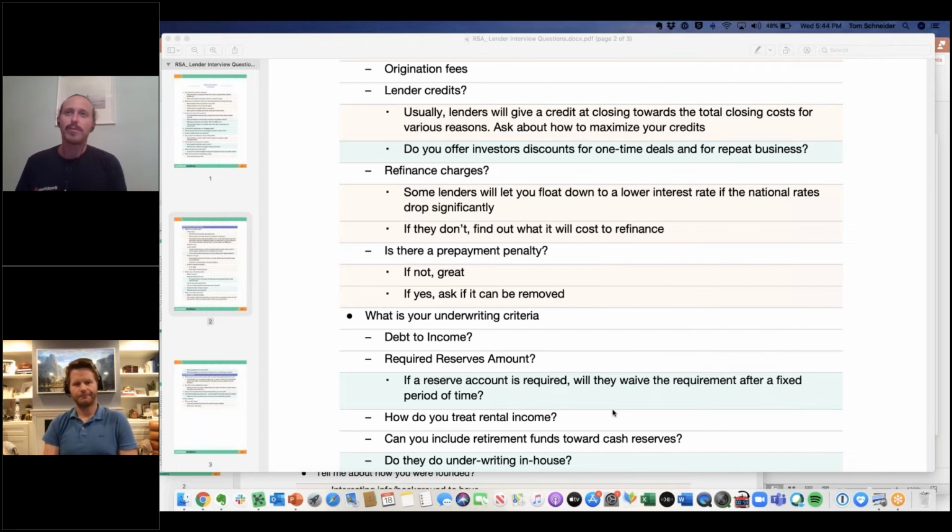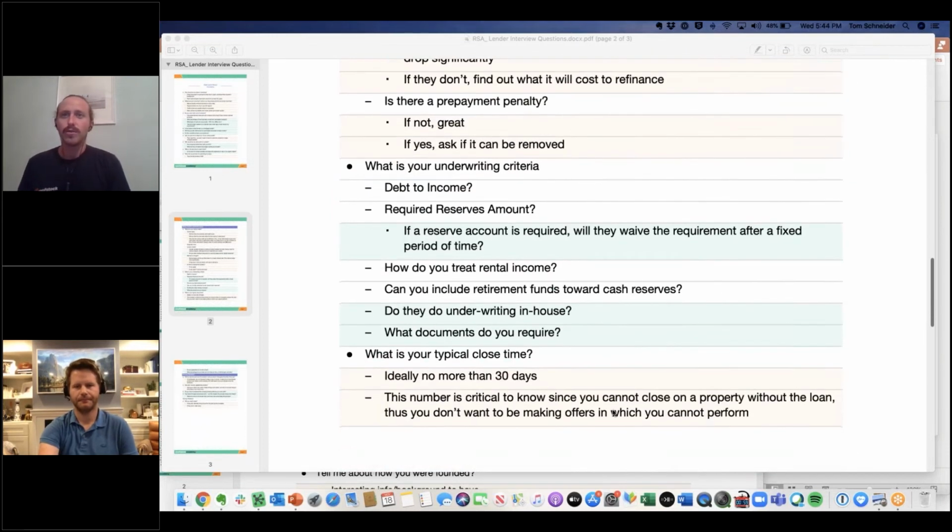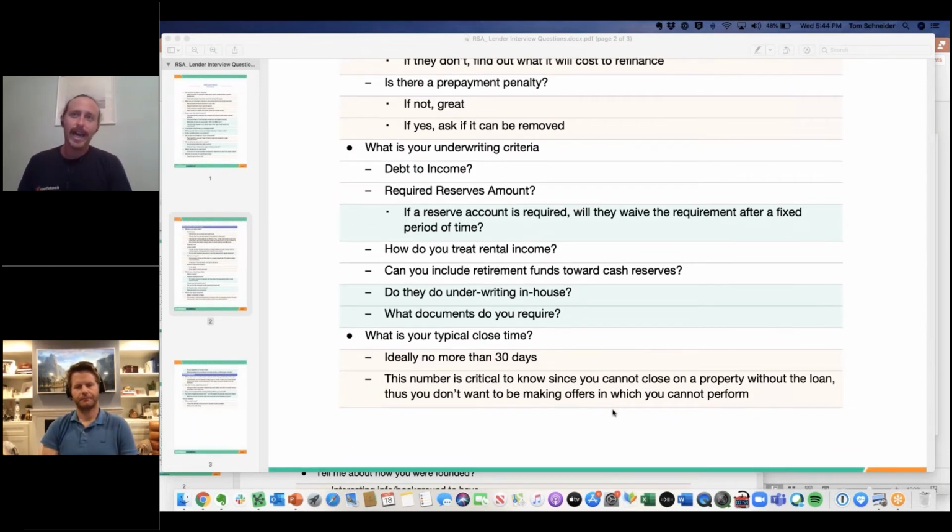So if you put down 25% and I put down 40, again, we might have very different returns. So understanding what that looks like on the front end is so huge. Asking about underwriting criteria: what debt to income do they look for? Are they going to require you to have reserves in cash? How do they treat rental income? Do they treat it as actual income to boost your income on the debt to income ratio? Will they allow you to count that towards your debt to income when calculating what kind of terms you're getting on your mortgage? Do they include retirement funds towards your cash reserve?